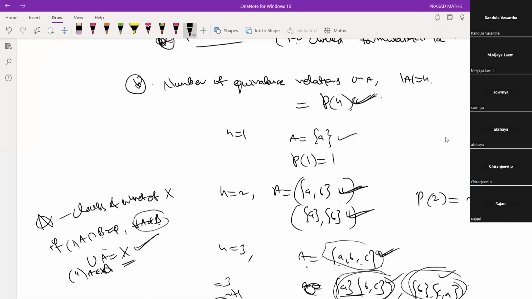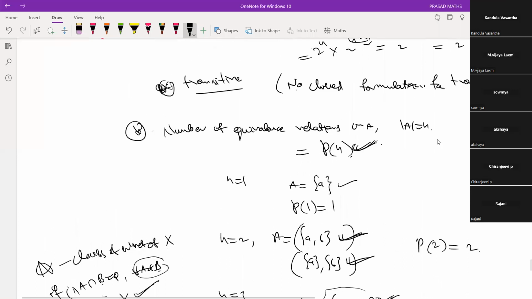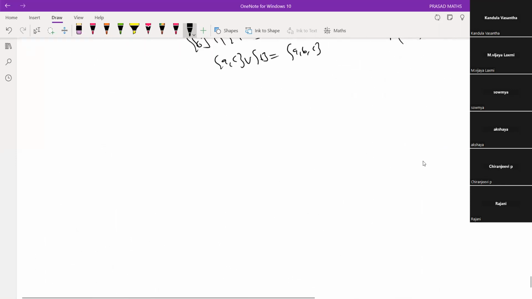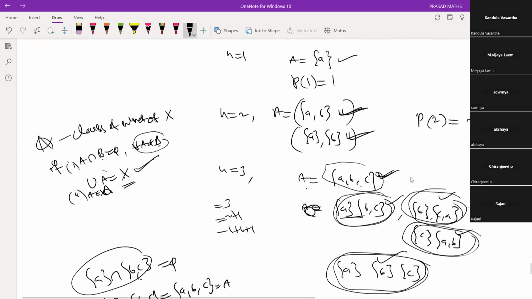The formula. Okay. Next is function. Okay, this is what we covered about a relation, the number of relations, the number of reflexive, the number of symmetric, and the number of equivalence relations.